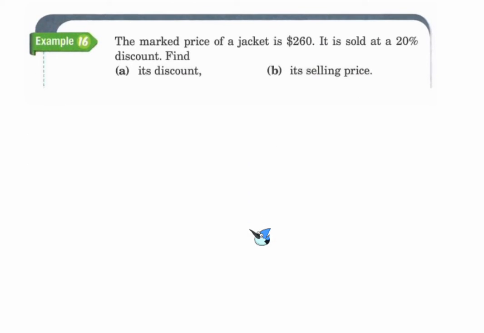Let's work on this next example. Example 16 from the book. The marked price of a jacket is $260. So original price there. It is sold at a 20% discount. So now they're giving you the percent discount. Find A, its discount, so just the amount of money that you saved, and B, its selling price, the final amount that you pay at the register after you get the discount. Pause and try it on your own first.